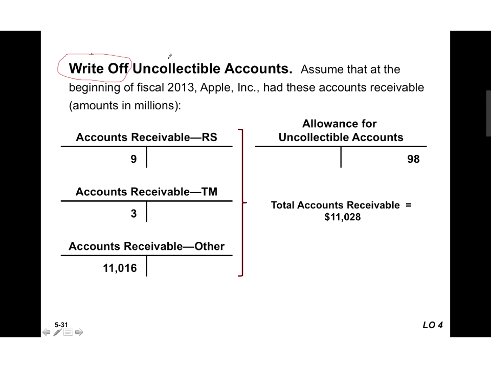Again, remember that the PowerPoint slides are on Blackboard. So what we have here is accounts receivable, and for the sake of simplicity we're assuming that we have 3 customers. Accounts receivable from customer RS of 9, accounts receivable of 3 from TM, and accounts receivable of all other 11,016. The allowance for uncollectible accounts that we've set up is 98.